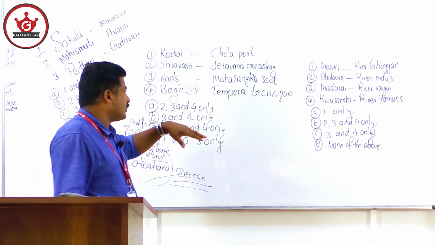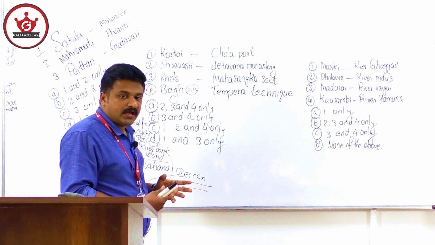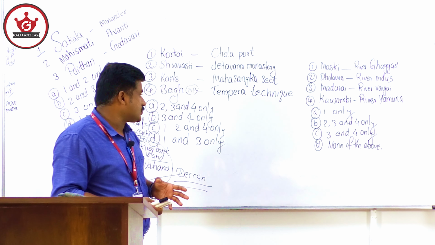So it is a popular Buddhist center. Try to understand, it is a Buddhist center. Jaravana monastery is also located here, and Shravasti is in UP, and it was the capital of the Koshala kingdom. Then Karla, again Maharashtra. This is known for the Chaitya Hall, the largest prayer hall, which is dedicated to the Mahasangika sect of Buddhism. Mahasangika is not a Jain sect; it is a Buddhist sect.